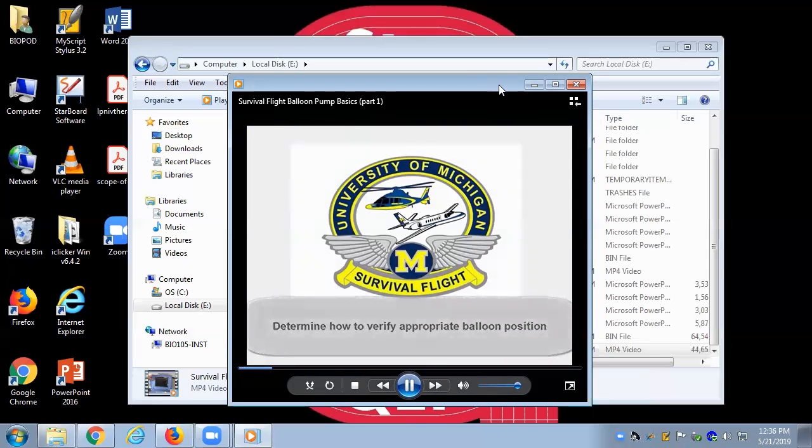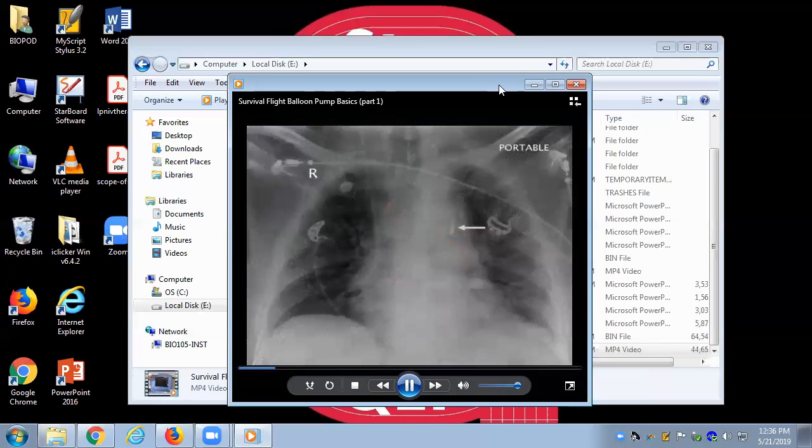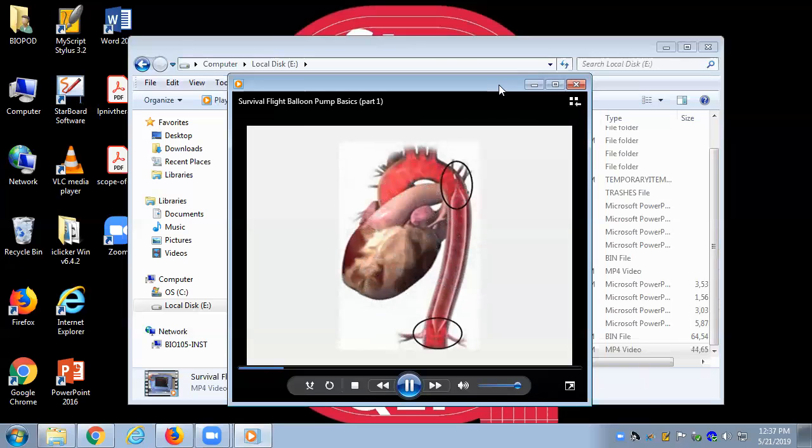When verifying an appropriate position by chest x-ray, the radiopaque tip should be approximately 2 centimeters distal to the left subclavian artery or at the second or third intercostal space. This is about the level of the first thoracic vertebra, or T1. Alternatively, look at the carina. The balloon tip should be approximately 2 centimeters above this. Check the left radial pulse for strength and quality to ensure that the balloon is not occluding the left subclavian artery. Likewise, assess for adequate urine output to ensure that the balloon isn't occluding the renal artery.